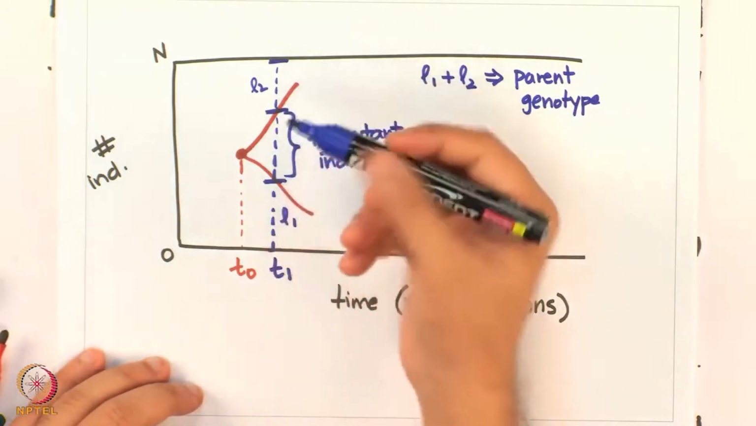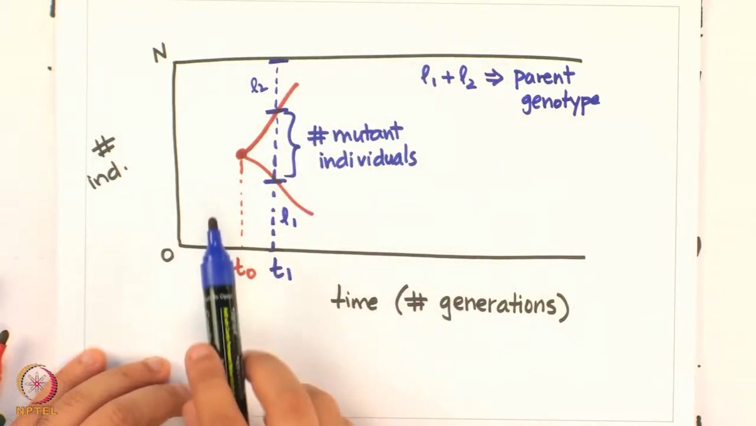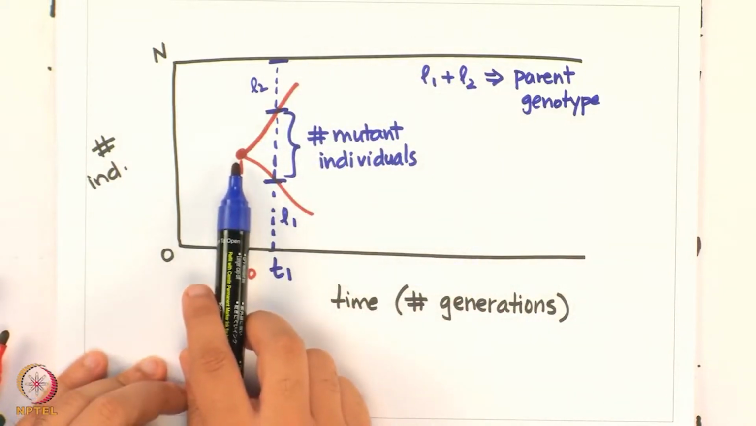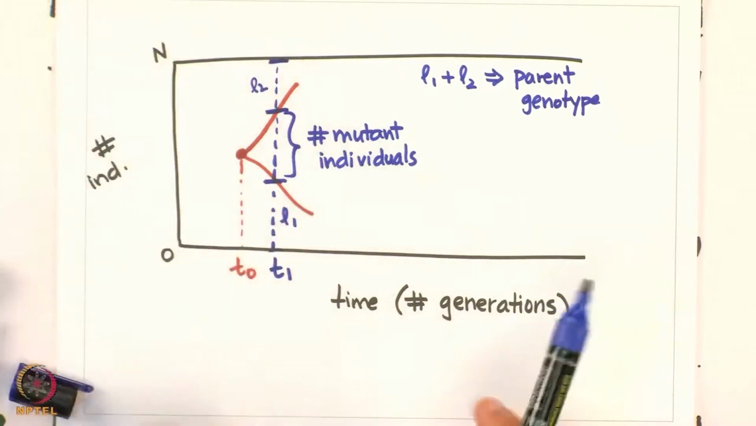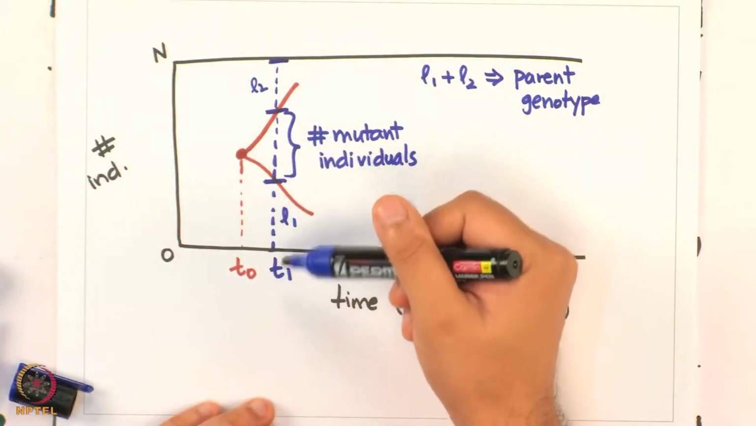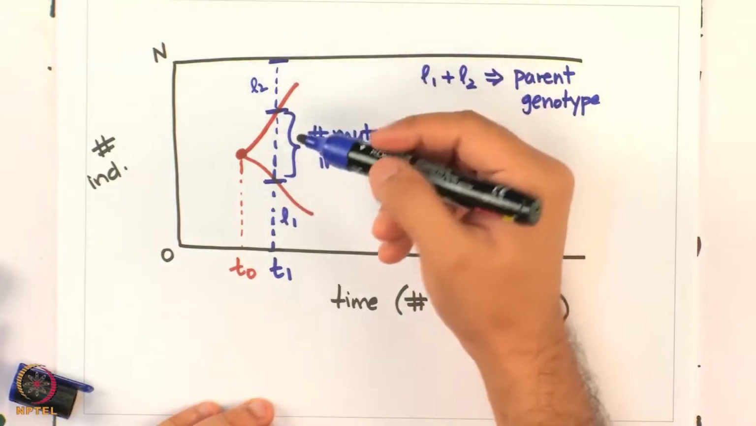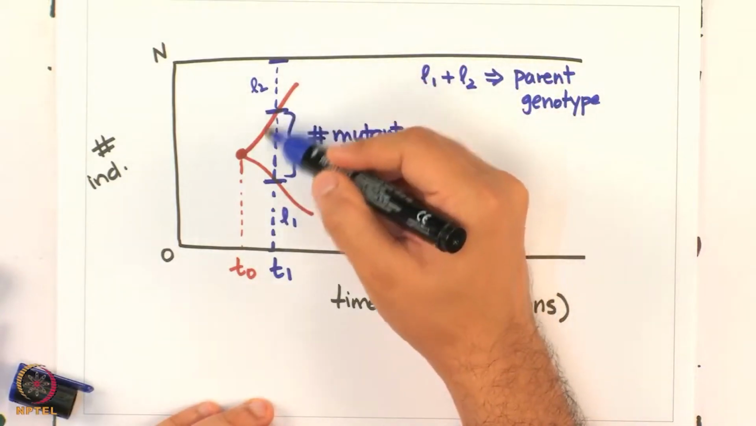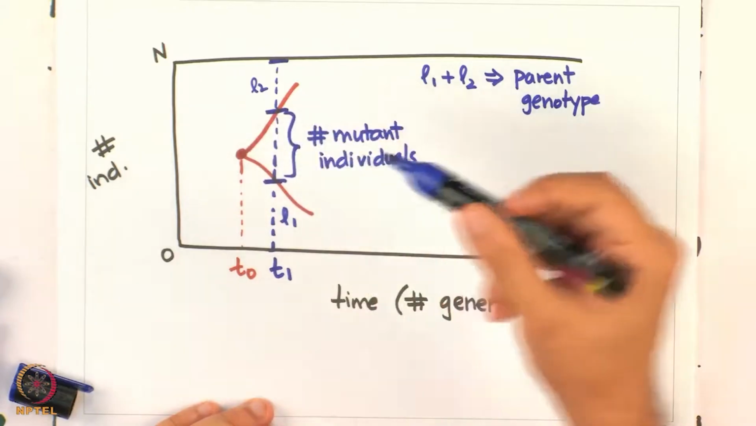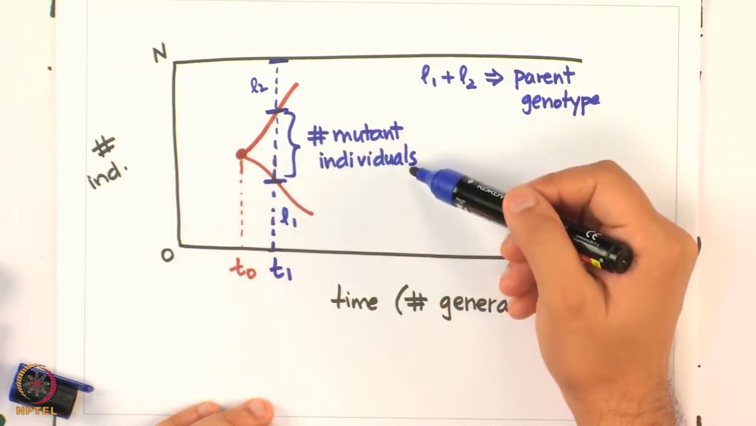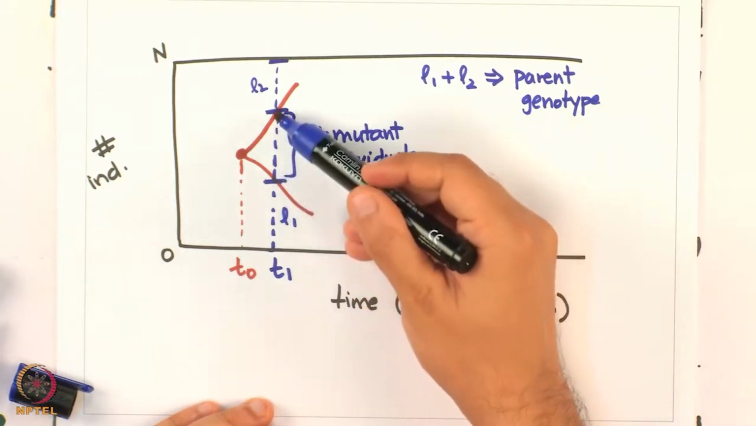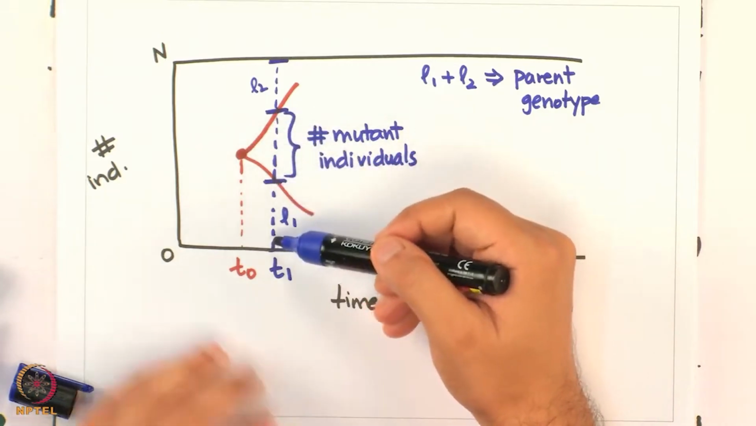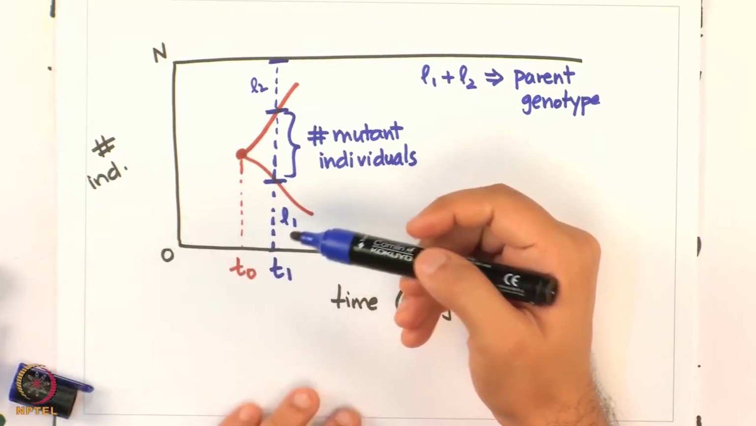So, at any point I draw a vertical line, because the mutation population arose from this particular individual which is now spreading in the population. At any given point T1, if I draw this vertical line, the number of individuals within the spread gives me the number of mutant individuals present in the population at that particular instant. Anything outside this spread is the parent genotype that I started with.